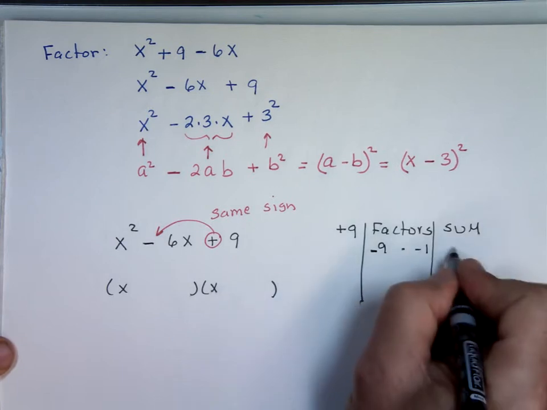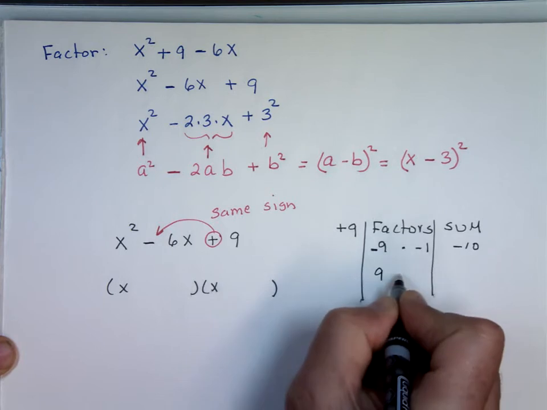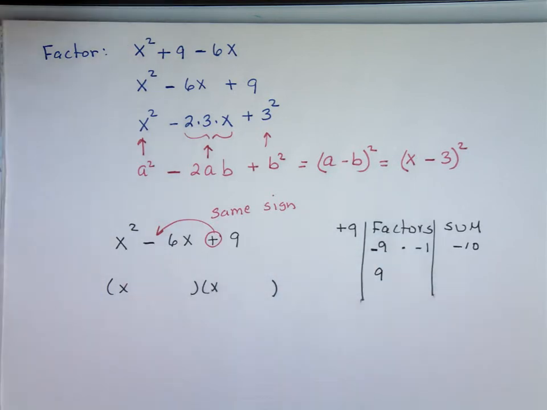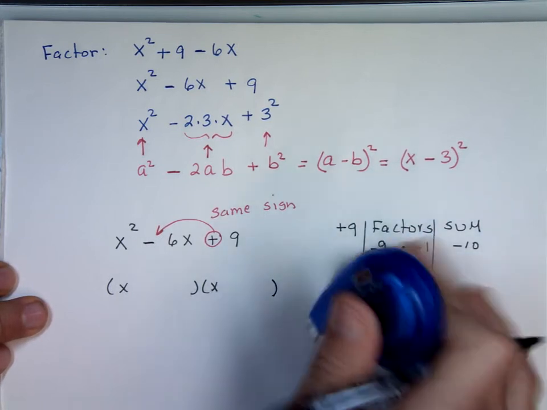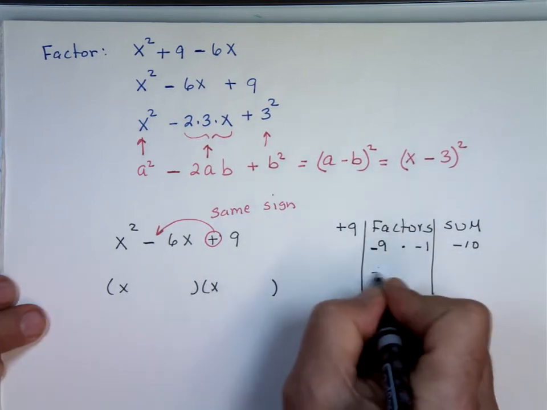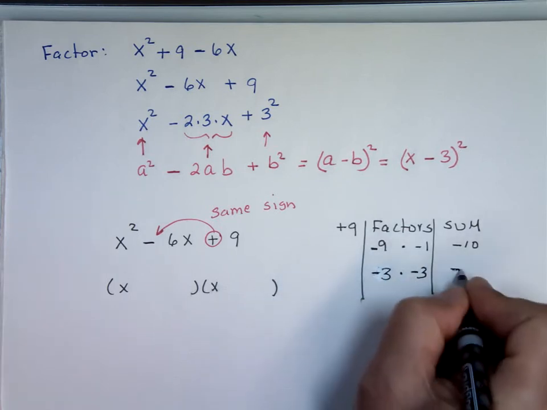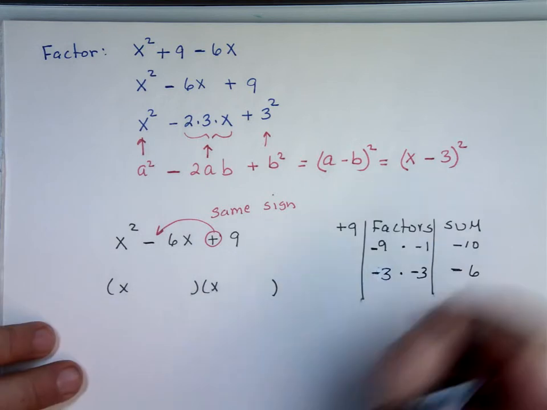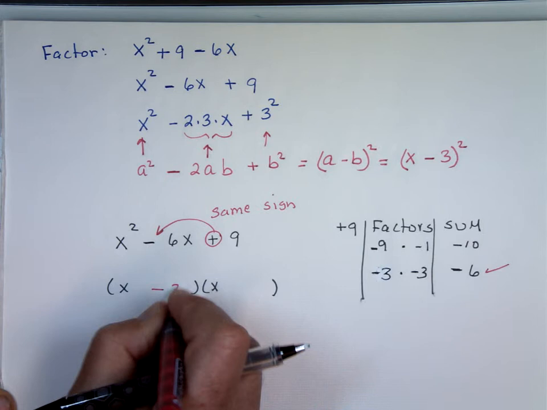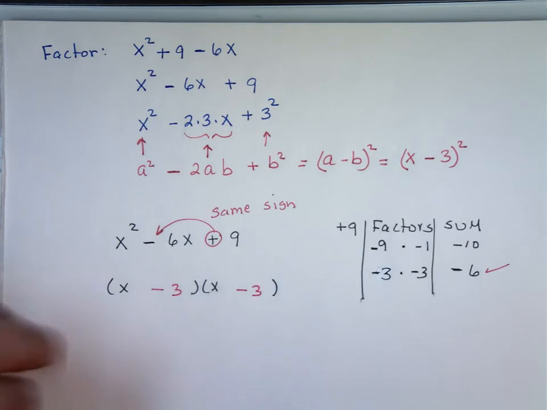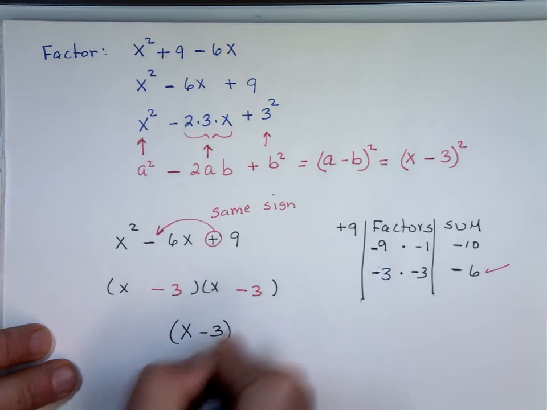That's a negative 10. Or it could be negative 3 times negative 3. And that's a negative 6. Perfect. That's what I want it to be, negative 6. So that's a negative 3, and my answer is x minus 3 squared.